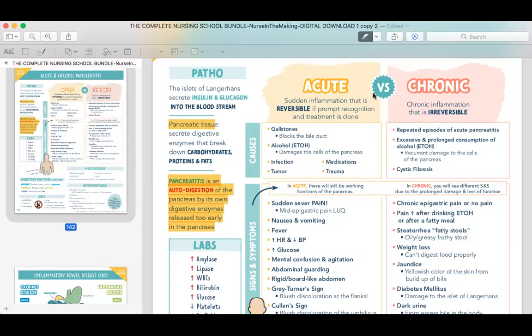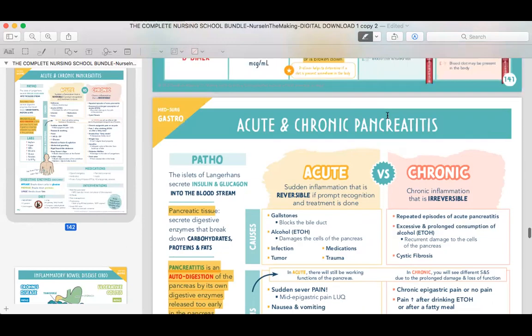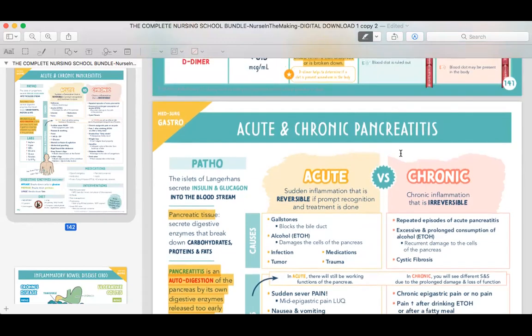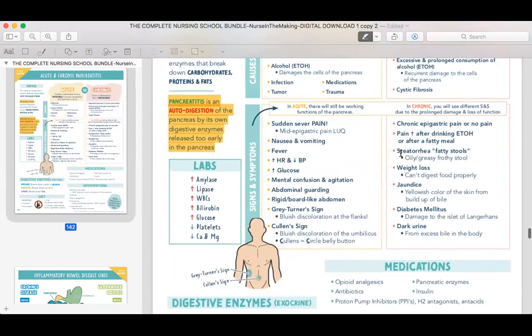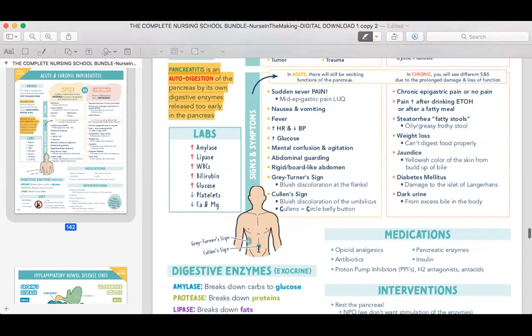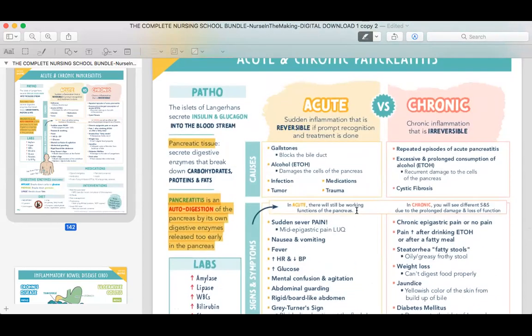Okay, now that I got my thoughts, you have acute versus chronic pancreatitis. Please make sure you know where your pancreas is located in your body. It should be somewhere up here. But the patho is that pancreatic tissue secretes digestive enzymes that break down carbs, fat, and protein.